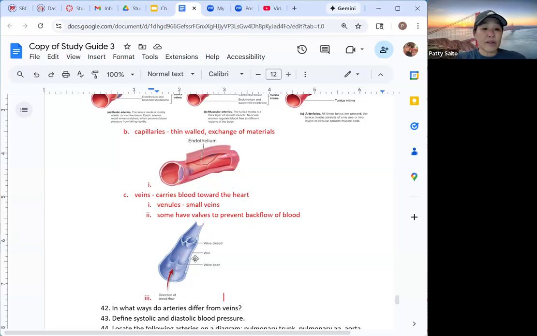And then as it backflows, as it comes backward, the valves will close, and as it's coming this way, they will fill with blood and prevent blood from going backwards. Okay. All right. So veins have valves.